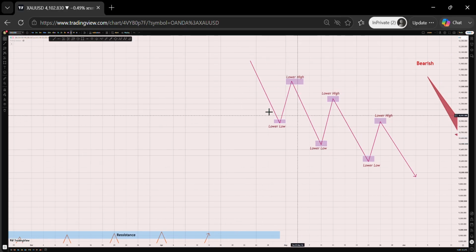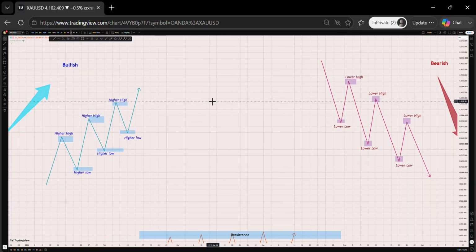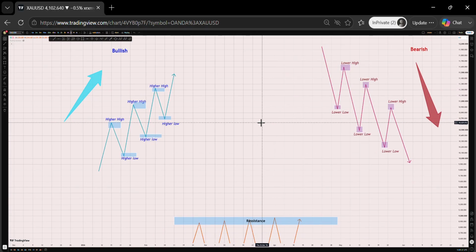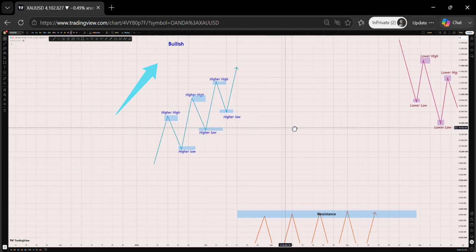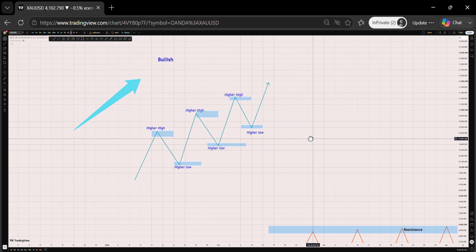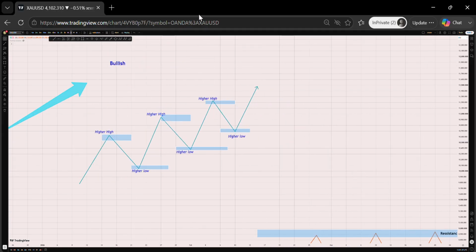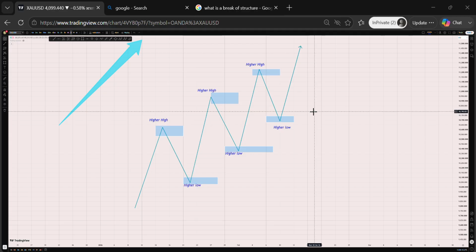Now, we'll talk about market structure in the sense of change of character and break of structure. This is really important to understand. We'll start off with the bullish market. We'll talk about break of structure. A break of structure is a concept used by traders to identify the progression of a trend. We say a break of structure has occurred when price clearly pushes past a support or a resistance. Let's take examples.